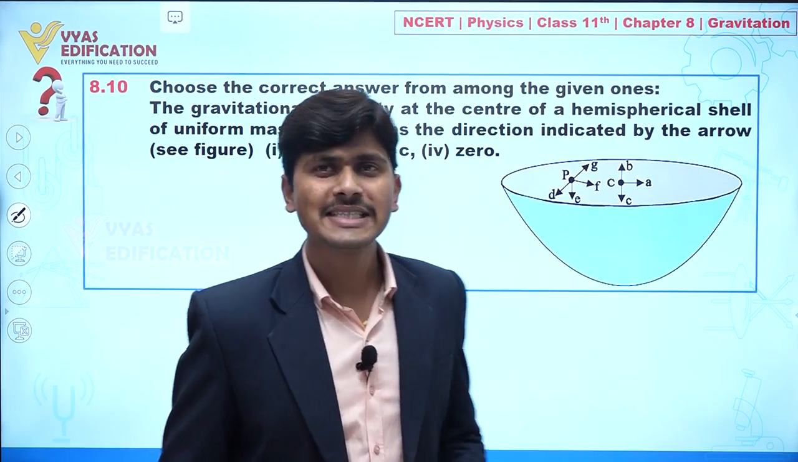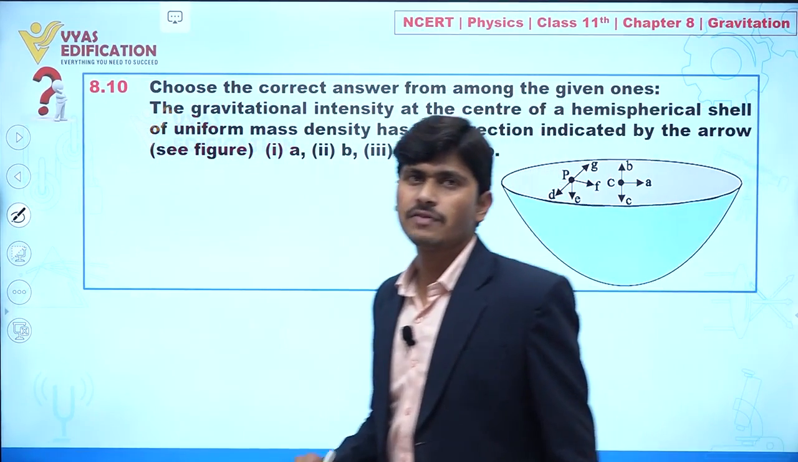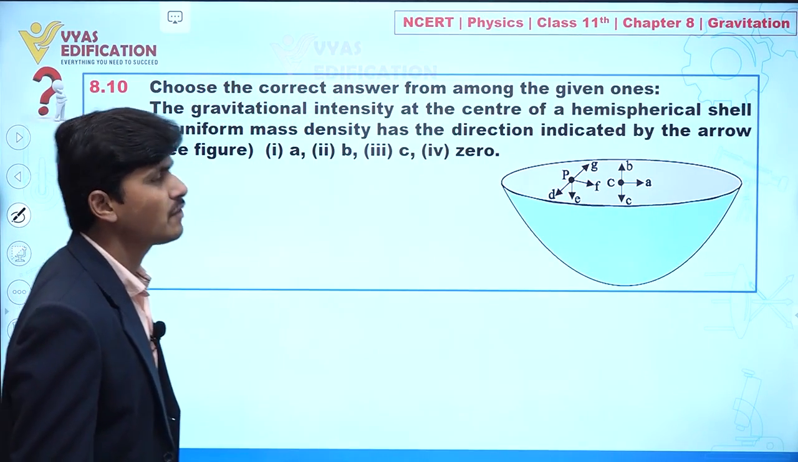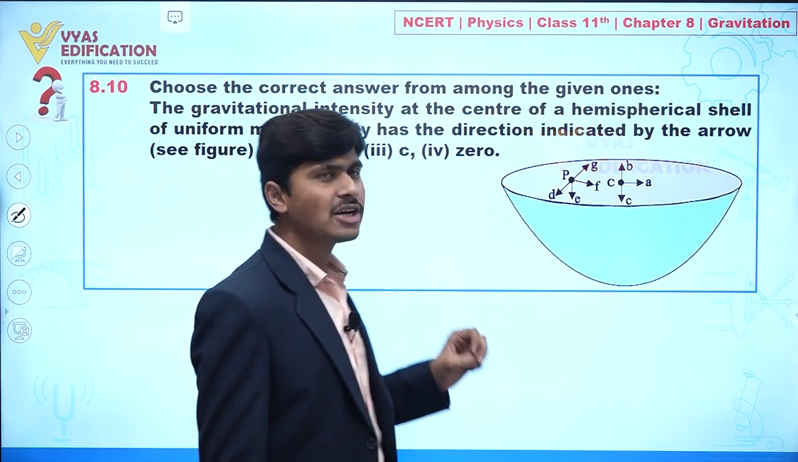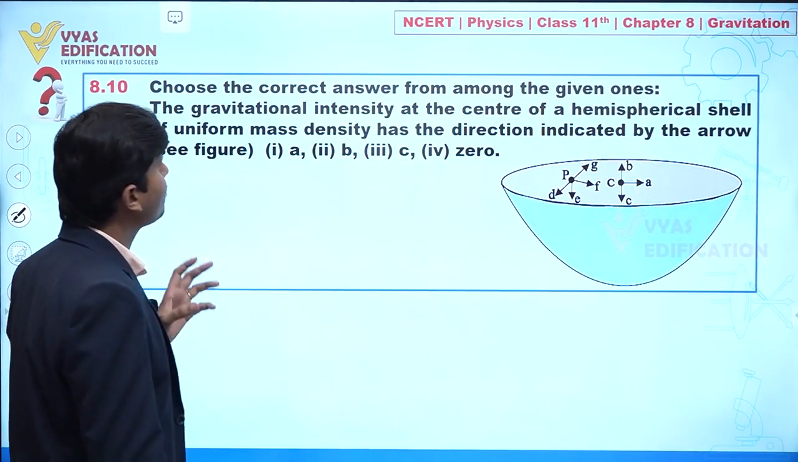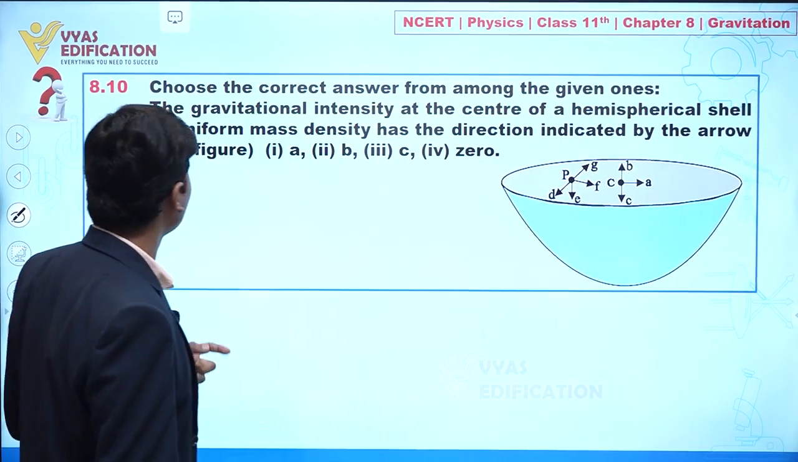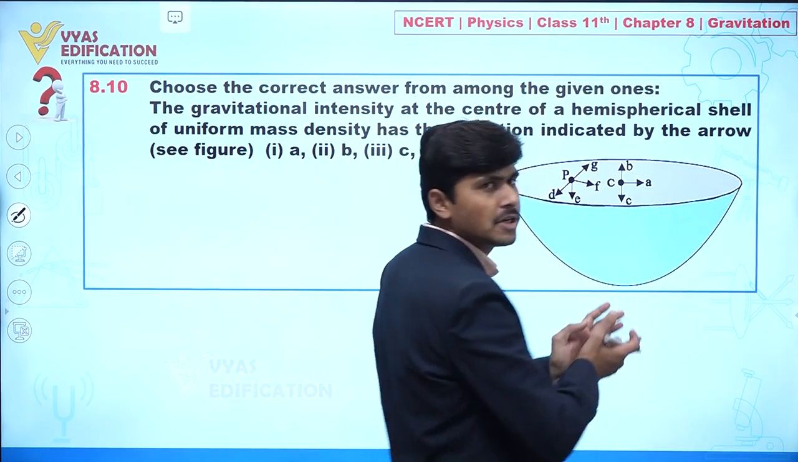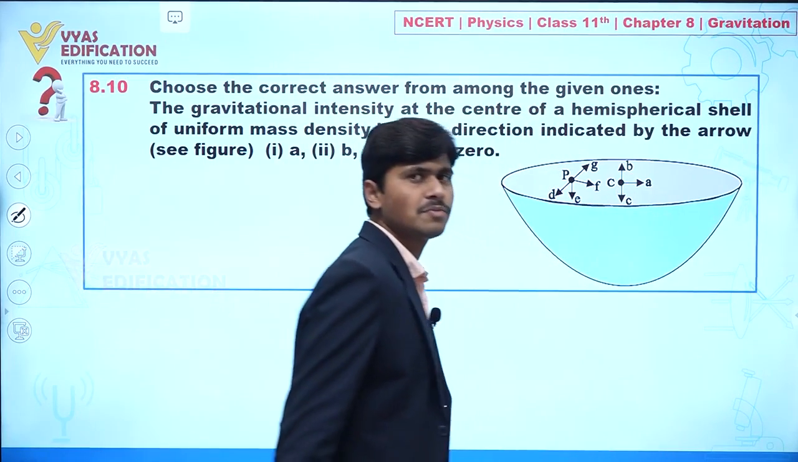Now we are going to discuss question number 8.10, and in this question it is given to you, choose the correct answer from among the given ones. The gravitational intensity at the center of a hemispherical shell of uniform mass density has the direction indicated by the arrow. Let's suppose we have this hemisphere, and C denotes the center of this hemisphere.